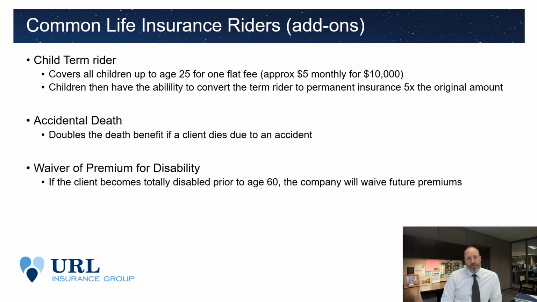Common life insurance riders. Riders would also be known as an add-on to the life insurance policy. A common rider is a child term rider. This covers all children up to age 25 for one flat fee, and that's approximately $5 or $6 a month on a life policy for $10,000 of coverage. Children will then have the ability to convert the term rider to permanent insurance up to five times the original amount, usually capping out at $50,000.